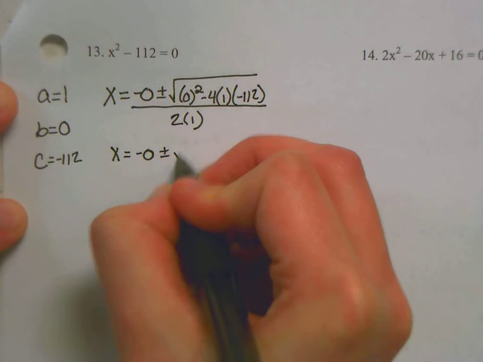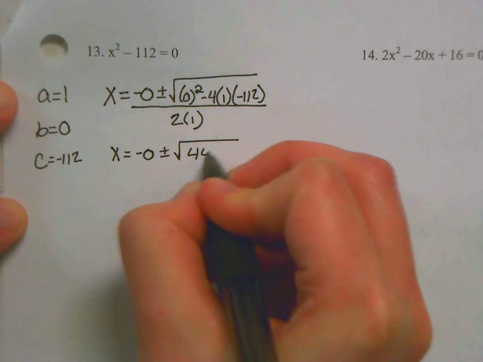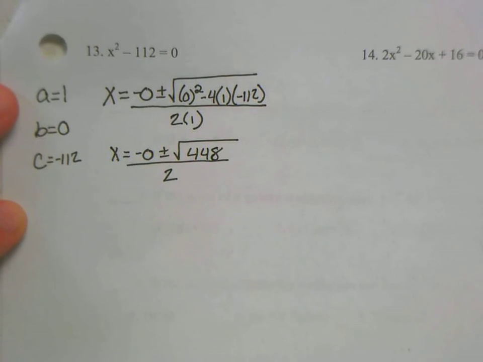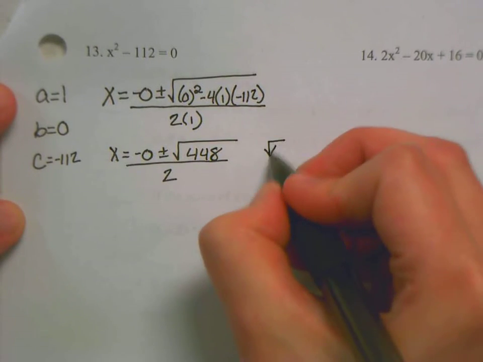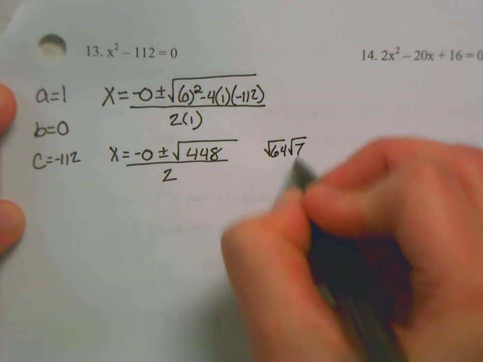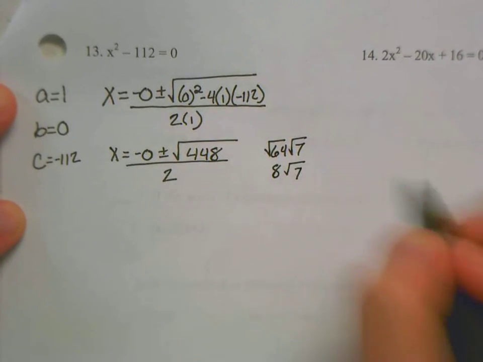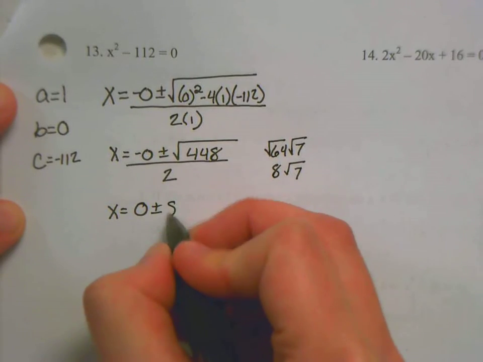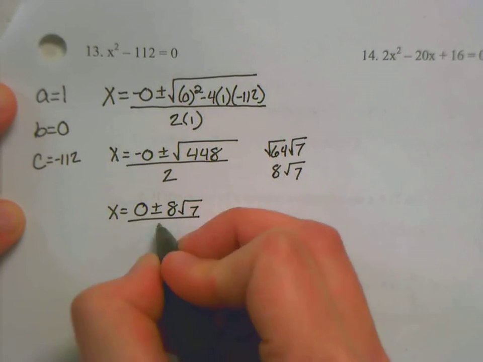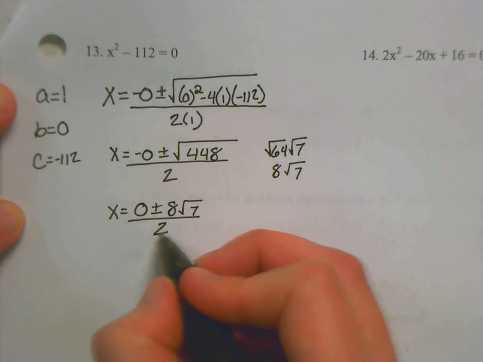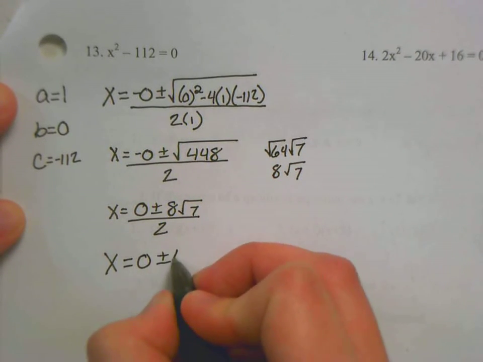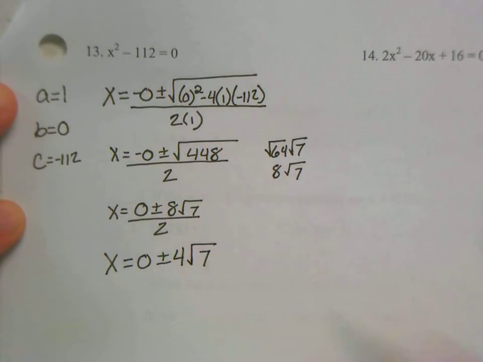Simplify under, you would have gotten 448, which could have broken down with radical 64 times 7, which is really just 8 radical 7. So plug that in. And both of your numbers on top, those whole numbers, are divisible by 2, so it can divide to become 0 plus or minus 4 radical 7.